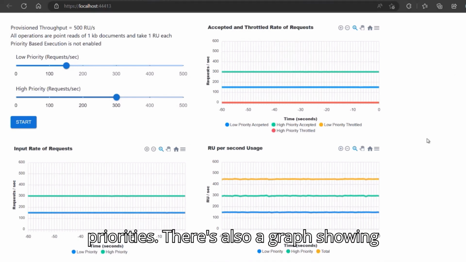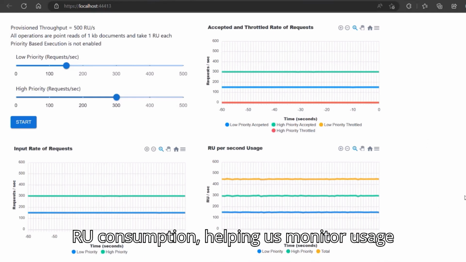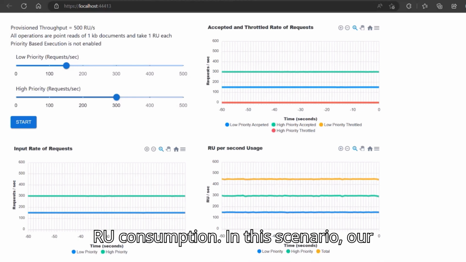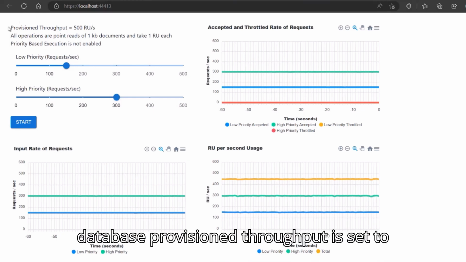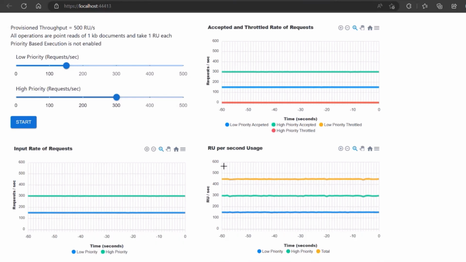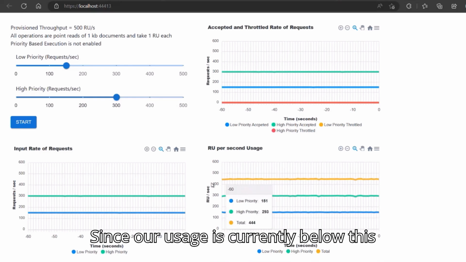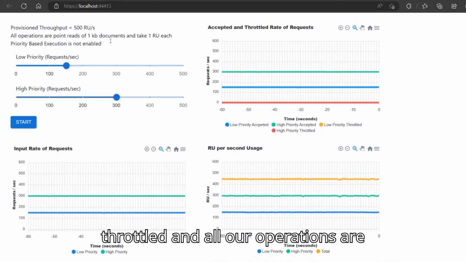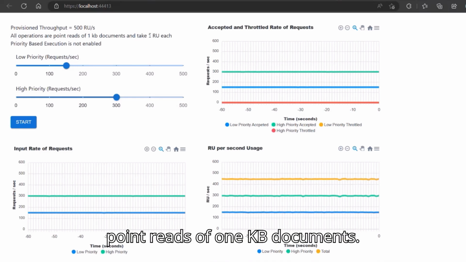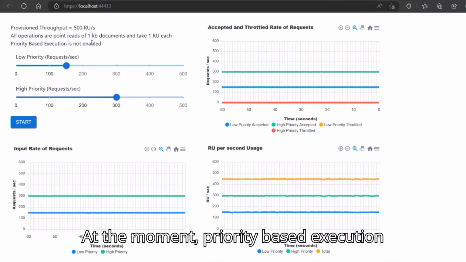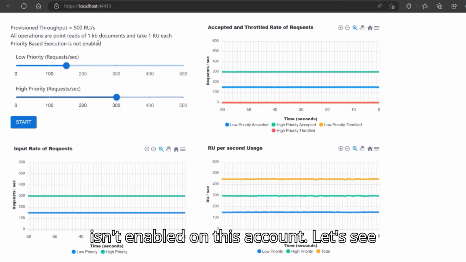There's also a graph showing RU consumption, helping us monitor usage for each priority as well as overall RU consumption. In this scenario, our database provisioned throughput is set to 500 request units per second. Since our usage is currently below this limit, none of the requests are being throttled, and all our operations are point reads of 1 kilobyte documents. At the moment, priority-based execution isn't enabled on this account.